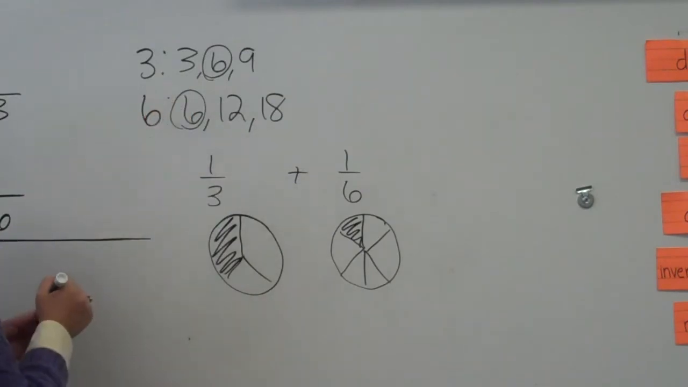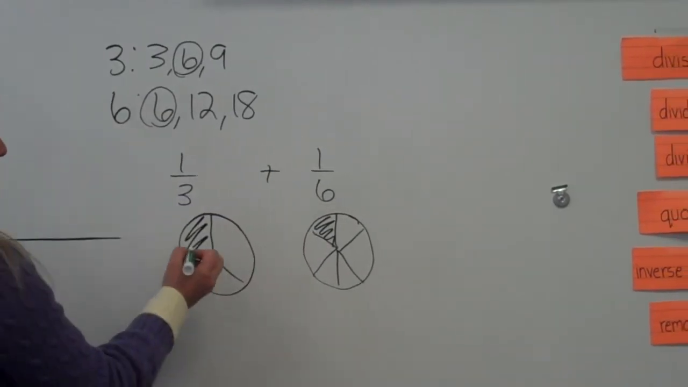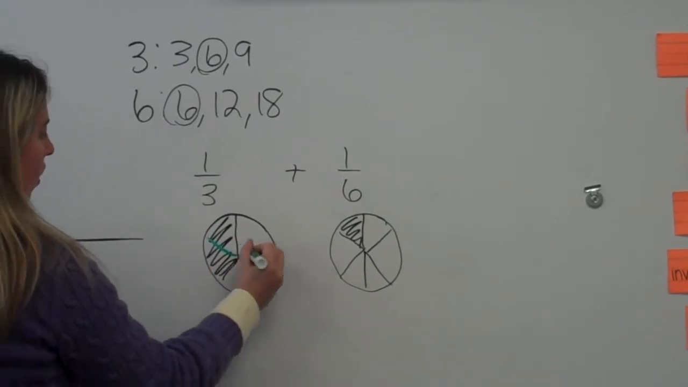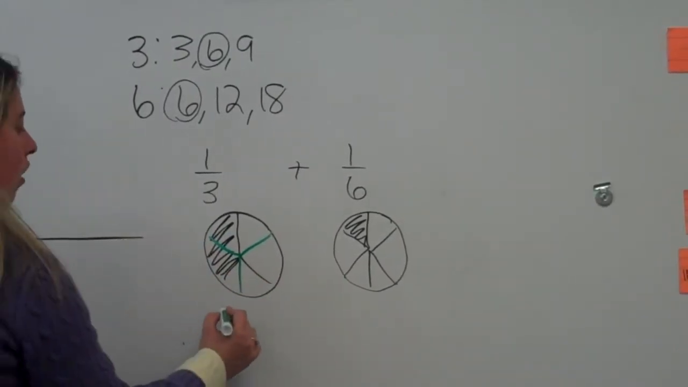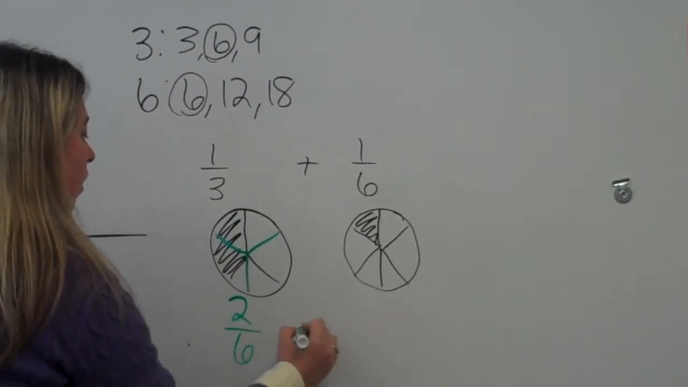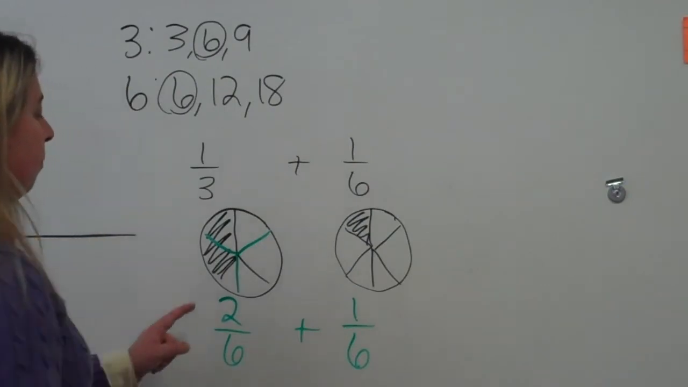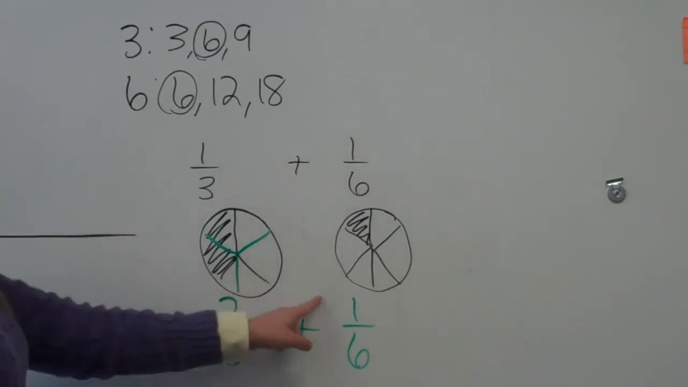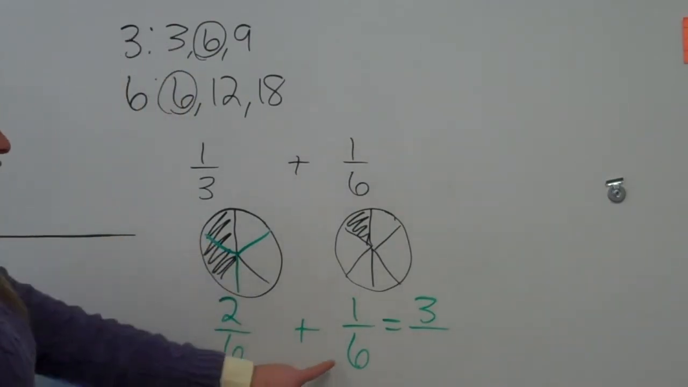Now, up here you will see that my least common denominator is 6. So, since this one's already divided into 6 parts, I'm going to divide this one into 6 parts. And if you look, I have 2 parts colored over here and 1 part colored over here. I'm going to add my numerators, 2 plus 1, and my denominator stays the same.